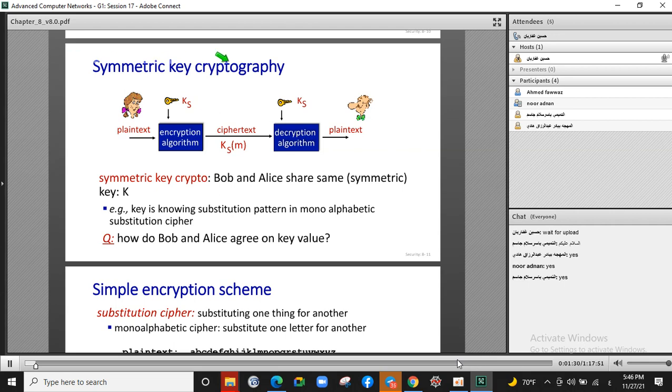What is symmetric cryptography? When we talk about cryptography, we have two different ideas. The first one is using a symmetric key for encrypting and decrypting a text, plain text, for example.